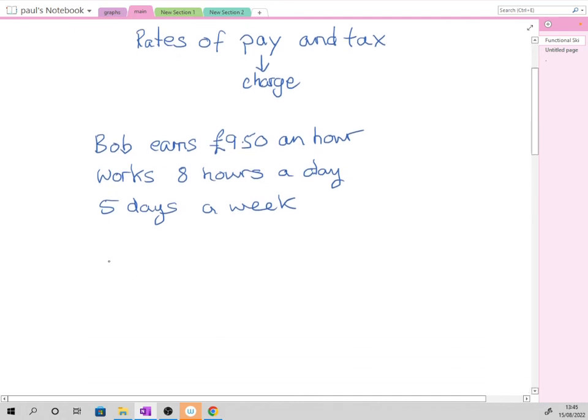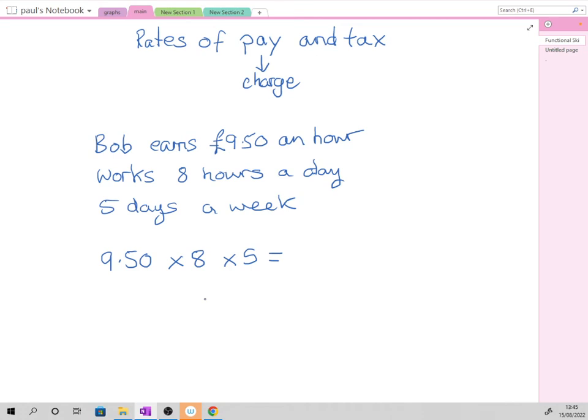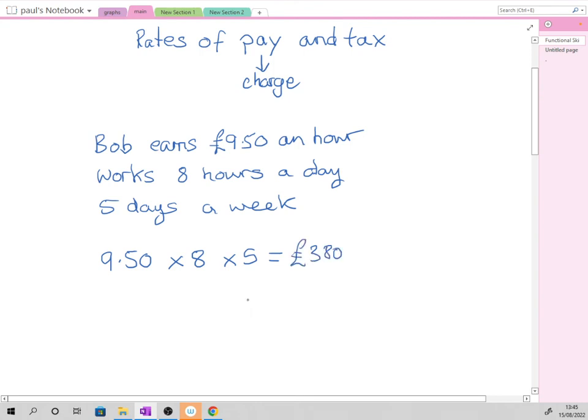Yeah. So we're going to do £9.50 times 8. That will find us what he's going to earn in a day, and then times that by 5. That tells us how much he's going to earn in a week. So £9.50 times 8 times 5, all in one go on the calculator, and so good old Bob earns £380 a week. Rates of pay.